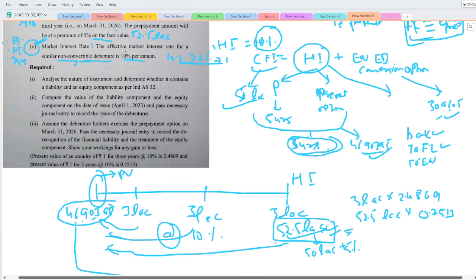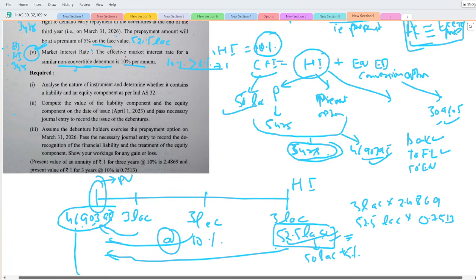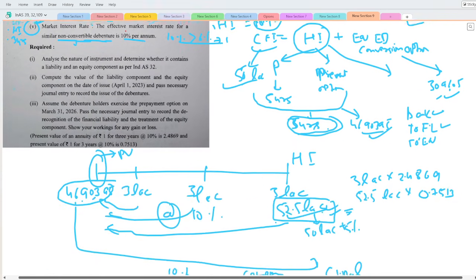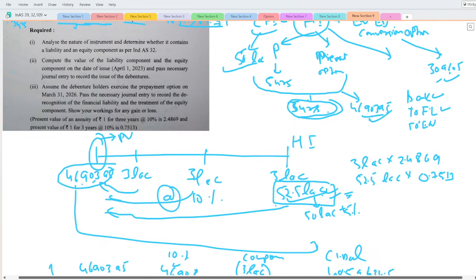So amortized cost is equal to the exercise price. That is another thing we have proved here. That means the embedded derivative, the non-equity embedded derivative, the prepayment option, is closely related. That's why you haven't split it. And for the equity, it will remain in equity only.